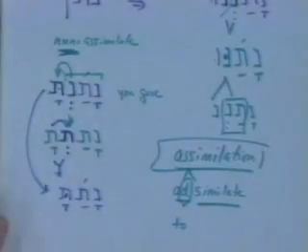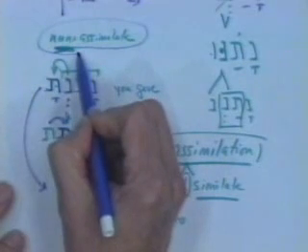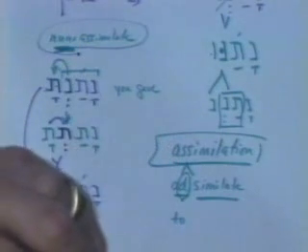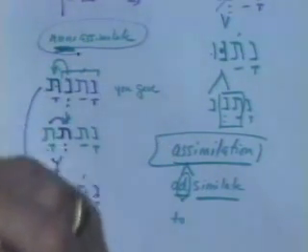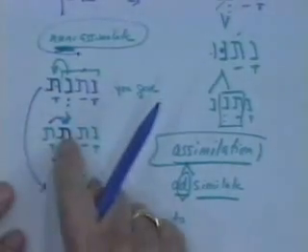Formulate this principle. When a nun assimilates, what really happens? What does it become? This is the general rule that would work whenever a nun assimilates. The nun assimilates and becomes a dagesh forte in the next letter. Now I told you what's really happening.